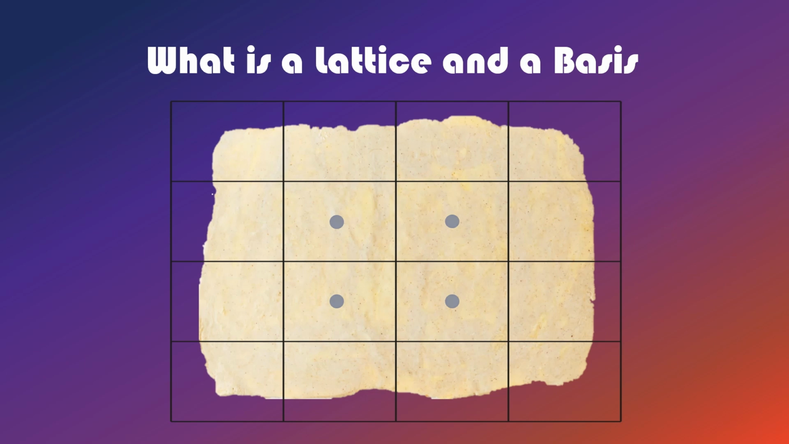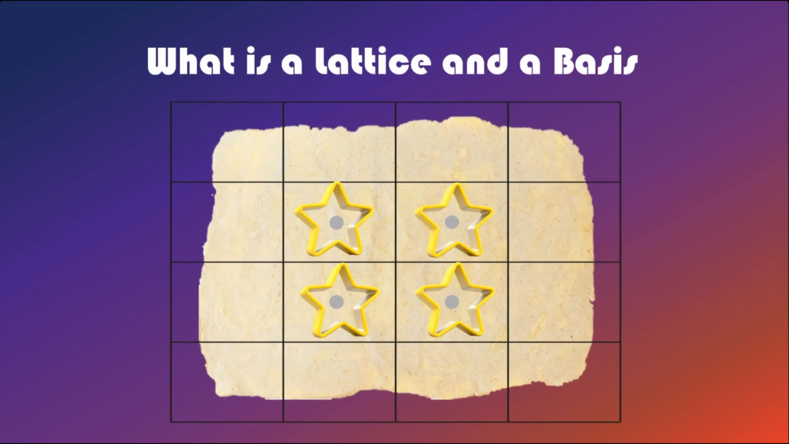Now think about the shape of the cutter itself. Maybe it's a star, a heart, or even a pair of connected shapes. That's your motif. It defines what shape or group of shapes we'll use. When we place that motif at every point on the lattice, it becomes the basis, the repeated content at each position. When we apply that shape across the entire dough, following the same grid, we get a regular, repeating pattern, a perfect analogy for a crystal structure.